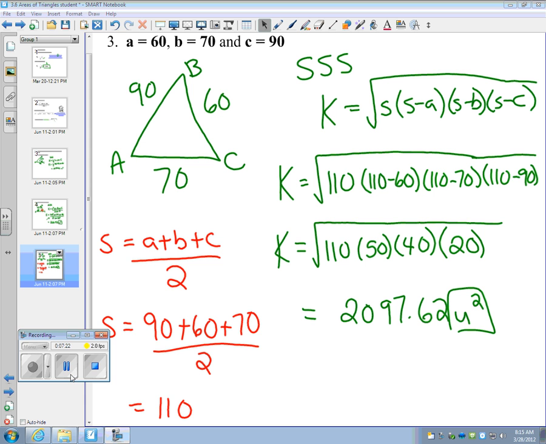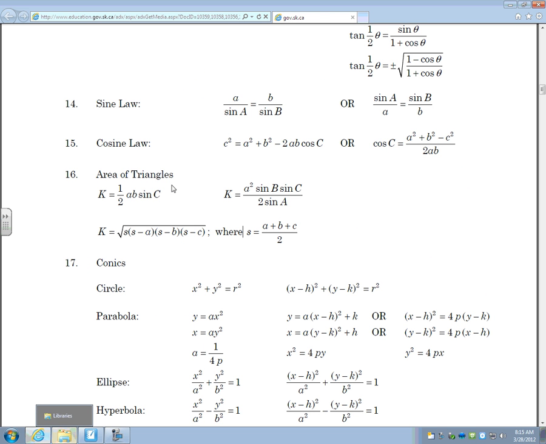We do not need to memorize any of these formulas, but you do need to know when to use them. Because remember, your sheet has all of these formulas, but it doesn't say when to use them. So you have to memorize which each case is.